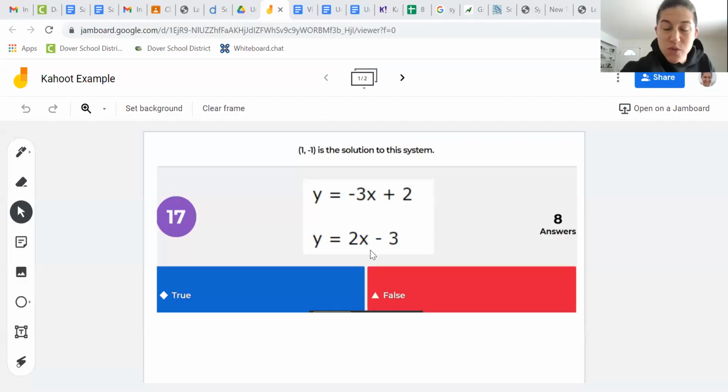Let's figure out how you were supposed to know that 1 comma -1 was the solution to that system. Gonna make you watch me do it. Here's how you could know. So this was a question you had. Yeah, the answer is yes, that is a solution to the system, but how were you supposed to know that?